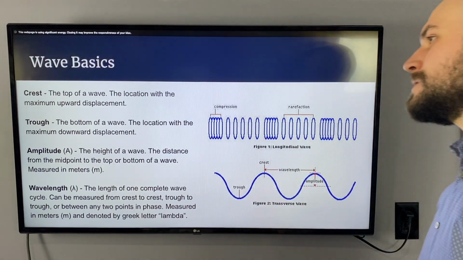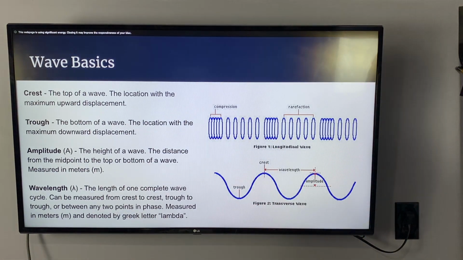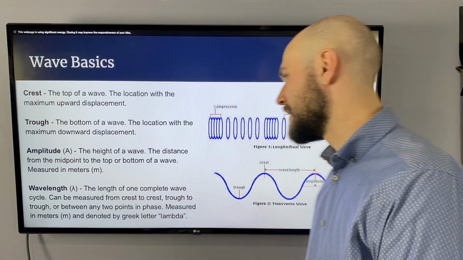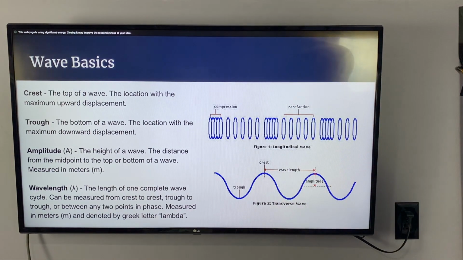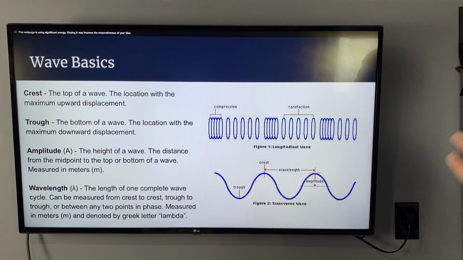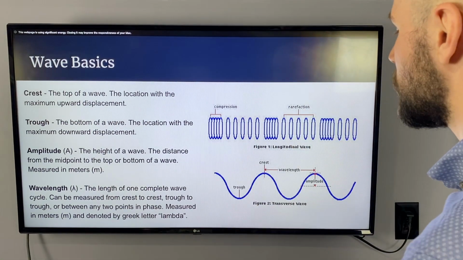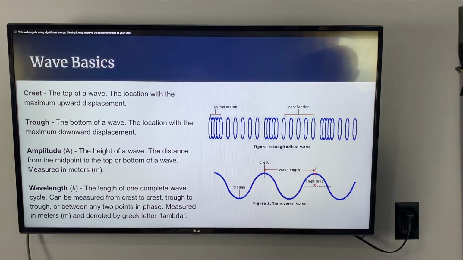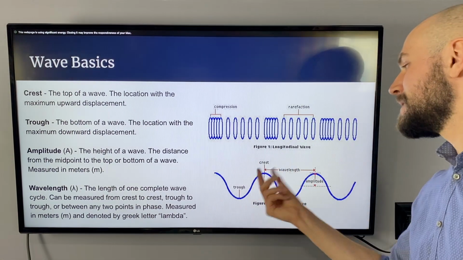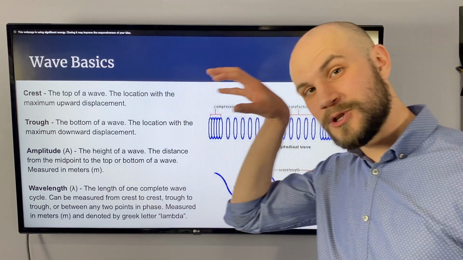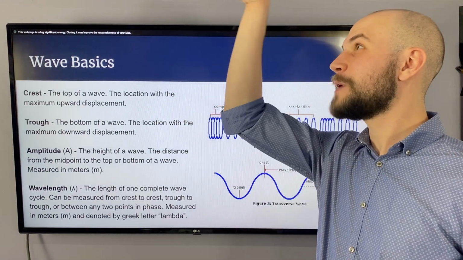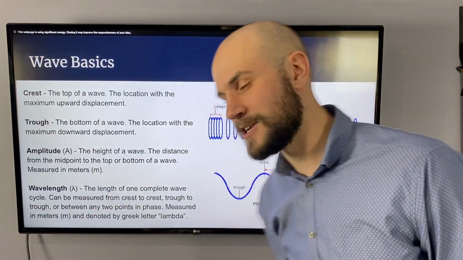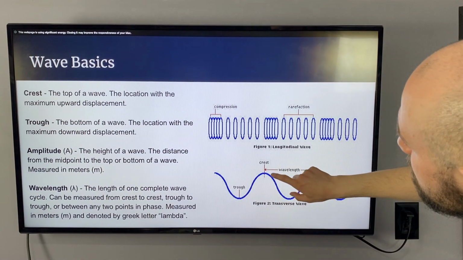So, the very first thing that we can look at is the crest of a wave. You might have seen this in middle school when we were talking about waves, right? The crest of the wave is the very top of the wave, where we have the location of maximum upward displacement. That's if we're focusing on a transverse wave. You can remember that by thinking of the crest of an ocean wave, right? The crest of an ocean wave is the very top of the wave before it crashes down. The crest is up here.